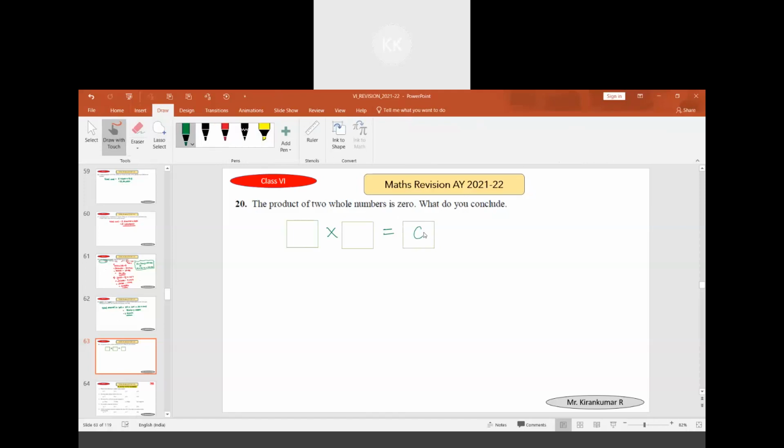We have to get the answer as 0. Product of two whole numbers. We have to multiply any number with 0. Either this number can be 0, or any number, or otherwise both the numbers should be 0. 0 into 0 is 0.